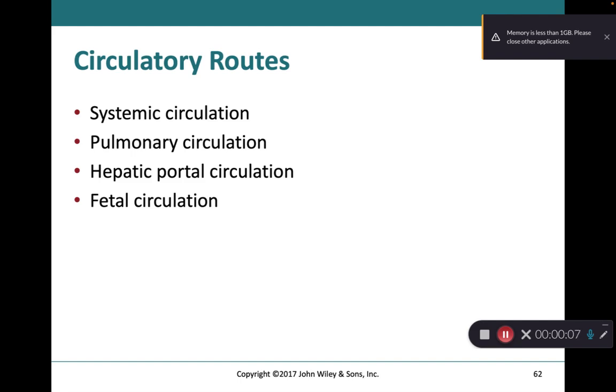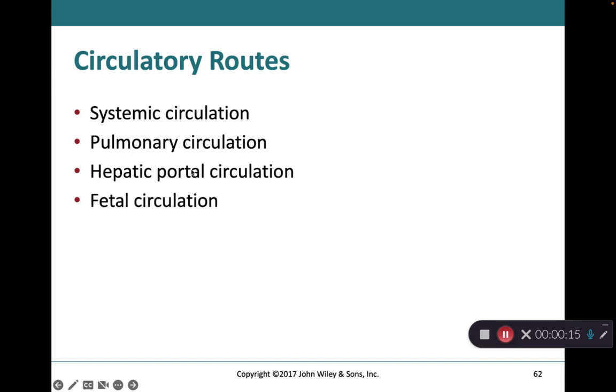So we have different circulatory routes, right? We discussed systemic and pulmonary circulation a little bit with the heart. We also have hepatic portal circulation. I'm not going to really get into that here. This is circulation through the liver. We're going to get to this when we go through the digestive system, where we'll go through the hepatic portal circulation in a lot more detail. And then fetal circulation. We also talked about this a little bit with the heart.